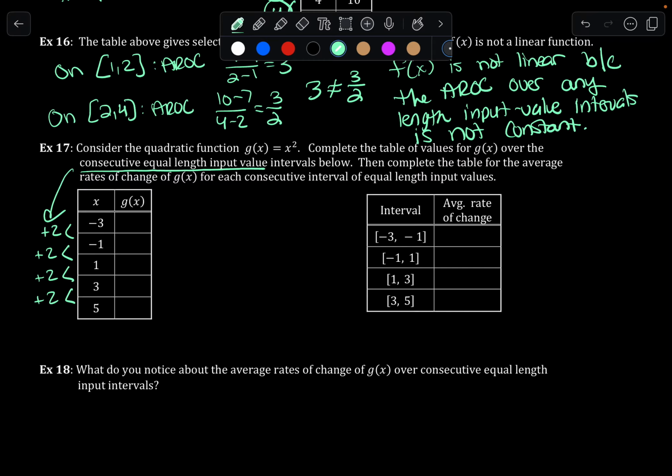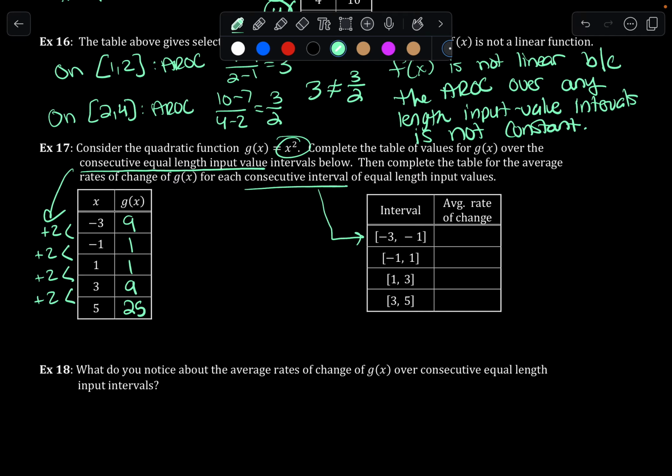Then complete the table for the average rates of change of g of x for each consecutive interval of equal length input values. Okay, so now we're switching from consecutive equal length input value intervals to consecutive intervals, because now the inputs aren't just a value, it's going to be an interval. Okay. All right, so let's fill in the table first. So when we plug in -3 into x squared, we get +9. Plug in -1, we get 1. Plug in 1, we get 1. Plug in 3, we get 9. Plug in 5, we get 25.